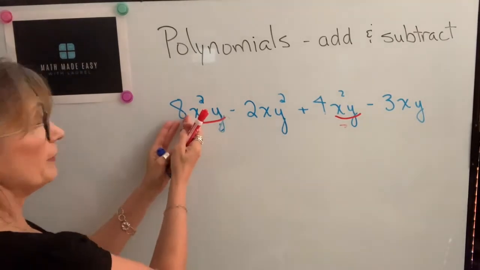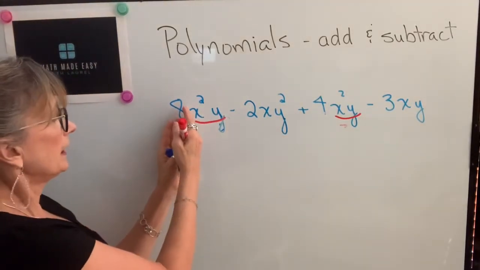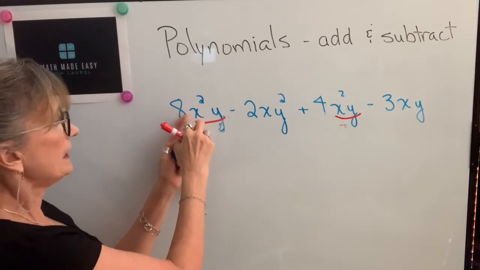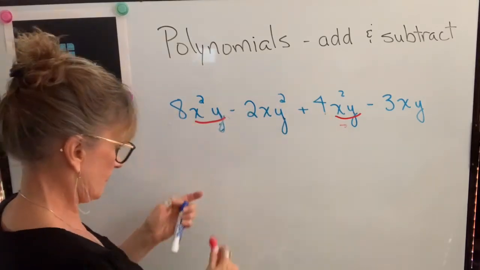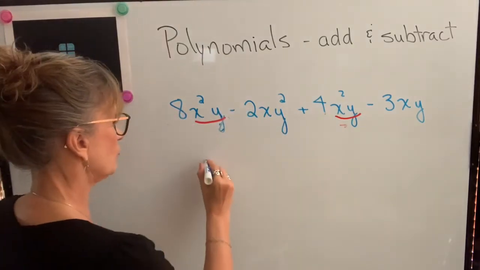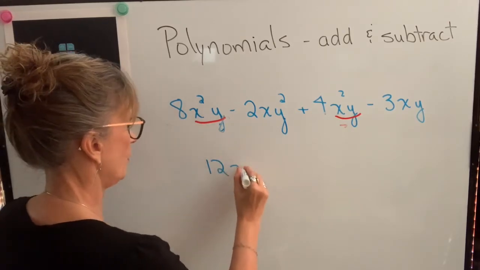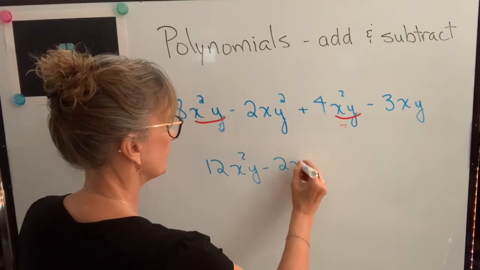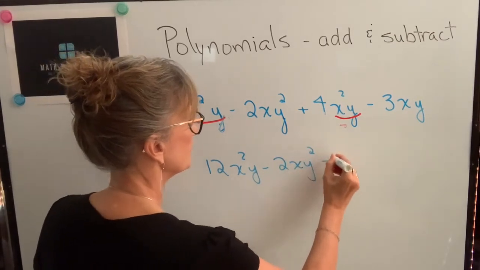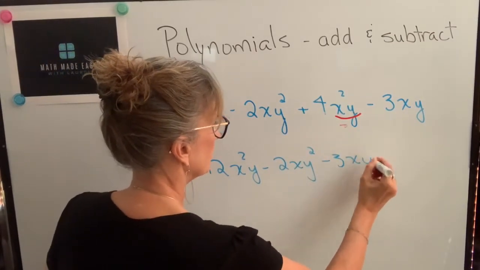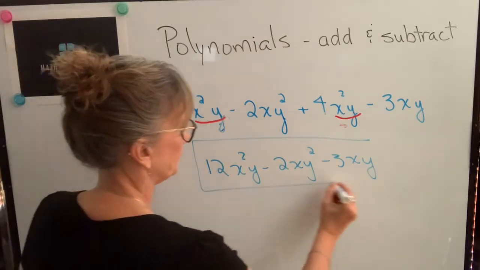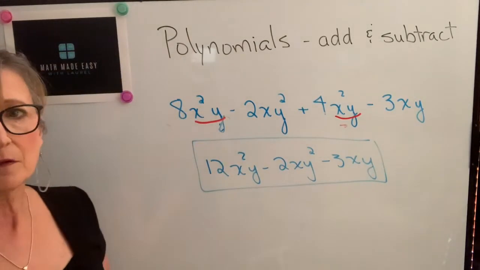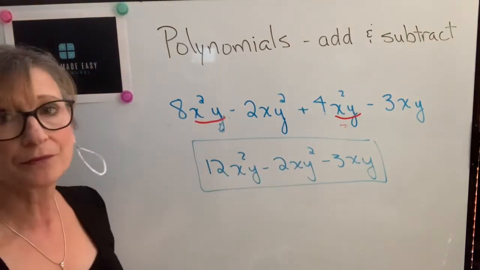Then we look at the numerical coefficient and we combine those. So we have 8 and we have plus 4. So when we combine those, we'll have 12 of these things, so 12x squared y. And then we just express the rest of our terms. And that would be our simplified result.